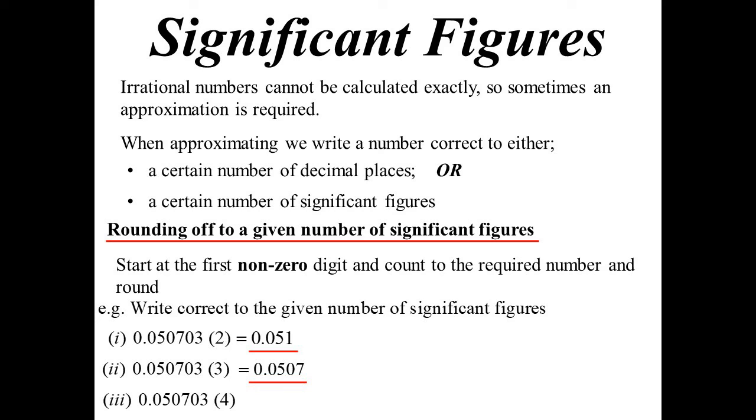If I wanted it to 4, and actually we write that last 0 down, even though some look at it and say it's meaningless, but it's not meaningless because it's telling us how many significant figures there are.